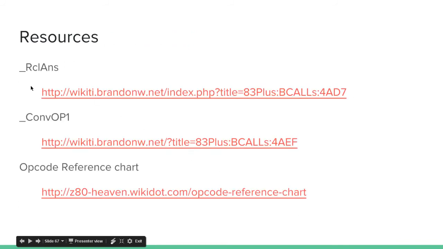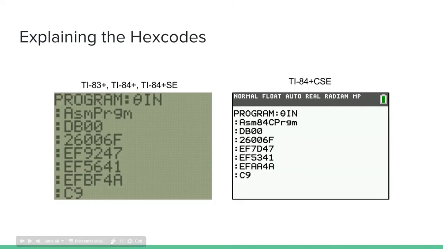So here are some resources. This link will explain recall ants for you. This one will explain conv op1, and this is the opcode reference chart that will basically tell you. It just lists operations and what they mean. So like it will tell you that EF is defined as RST28H, which is the B call. For like C9, it'll say RET, it define it as return. So that's just your reference chart for what those operations mean.